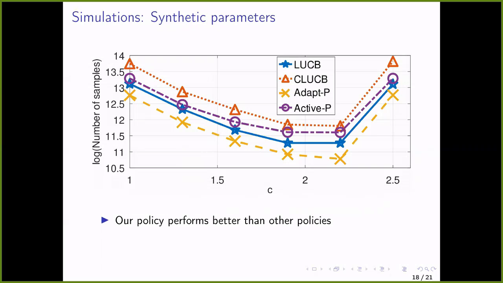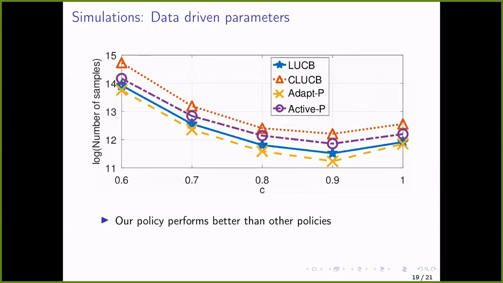For this set of results, we consider the synthetic reward function. We vary the cost of pulling an arm and compare the performance of various policies. We observe that our policy performs better than other policies. We next consider the data-driven reward functions. We compare the performance of our policy with others and observe that our policy performs better than other policies.